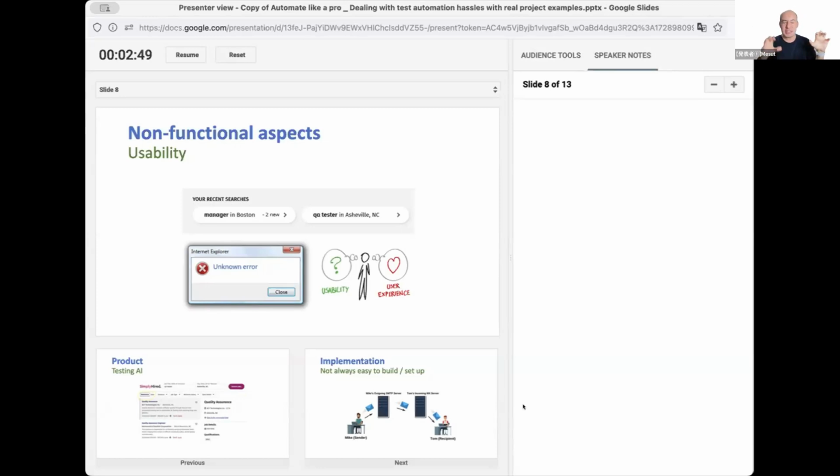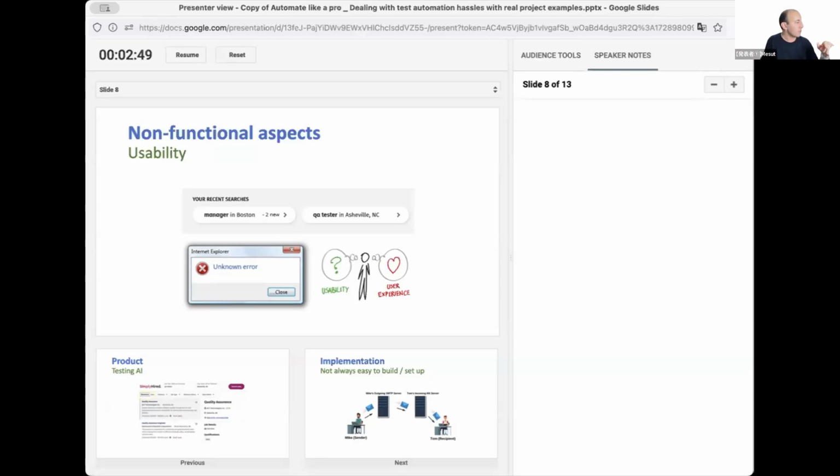And how can I ensure the usability? For example, if there is any error case, if there is a pop-up window, for example, an alert, I can automate this test case, right? I can use a UI test case, and I can ensure that the pop-up window is there. But how about the message on the pop-up window?